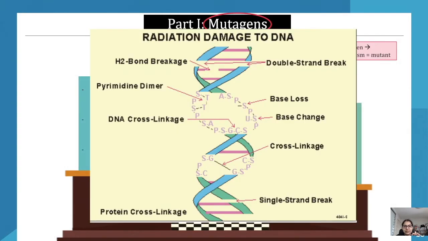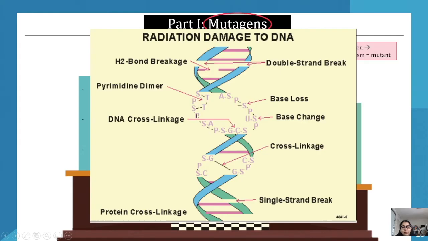Here we go. These are our pyrimidine dimers. As you can see, this is what happens as a result of radiation to the DNA. There can be hydrogen bond breakage. By now we would know that the bases have hydrogen bonds holding them together, so hydrogen bonds here can break.